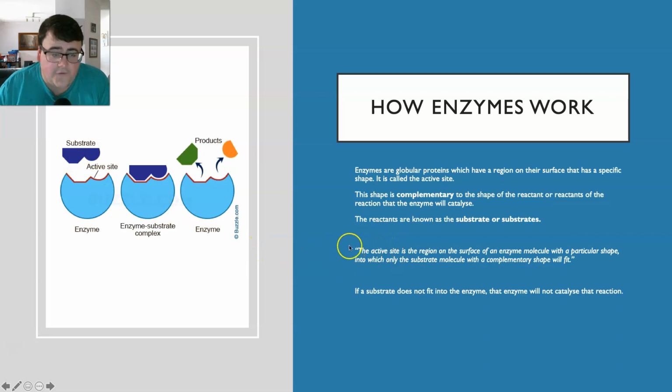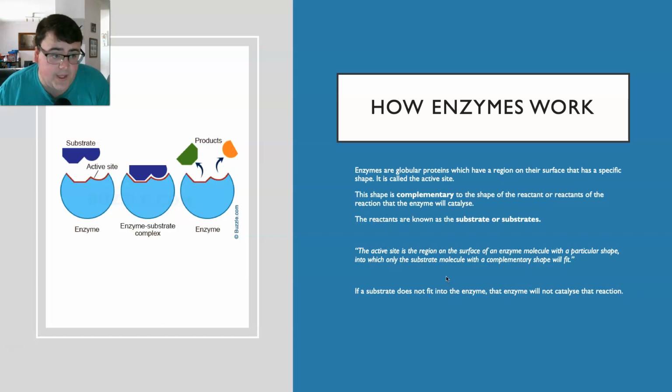Now, if you're ever asked in a test or exam how do you define what an active site is, we have a definition down here that's really good, and I would encourage you to memorize. The active site is the region on the surface of an enzyme molecule with a particular shape into which only the substrate molecule with a complementary shape will fit.